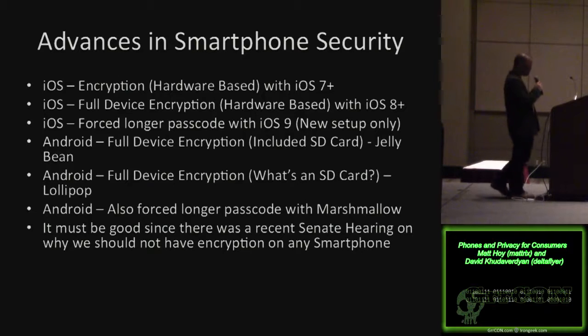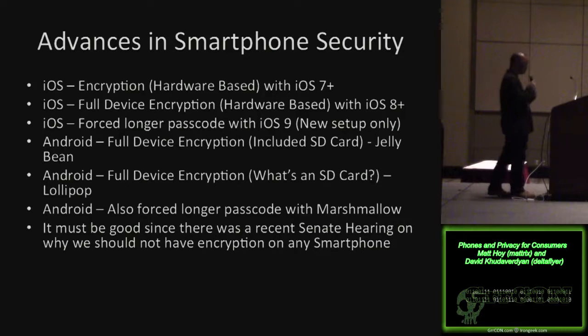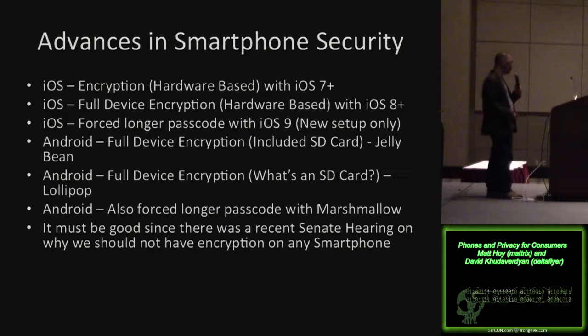So in iOS 7, it was hardware-based encryption, but it wasn't full device encryption. When 8 came around, that's about the time I decided to switch. Now iOS 9 forces you to use a whole 6 digits for your PIN, but a PIN's pretty much a bad idea.